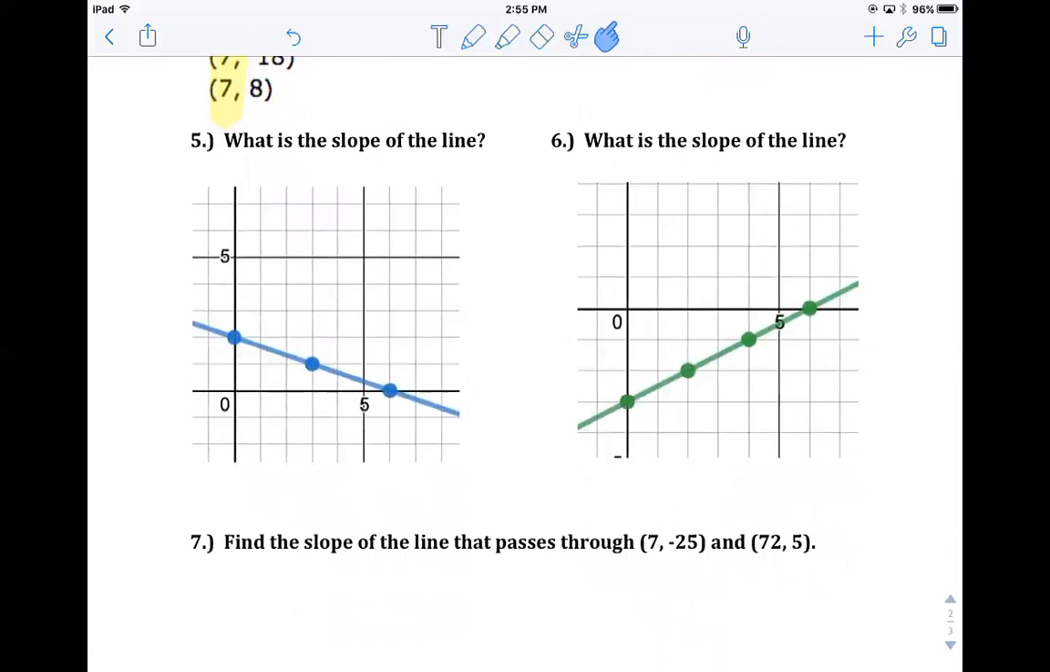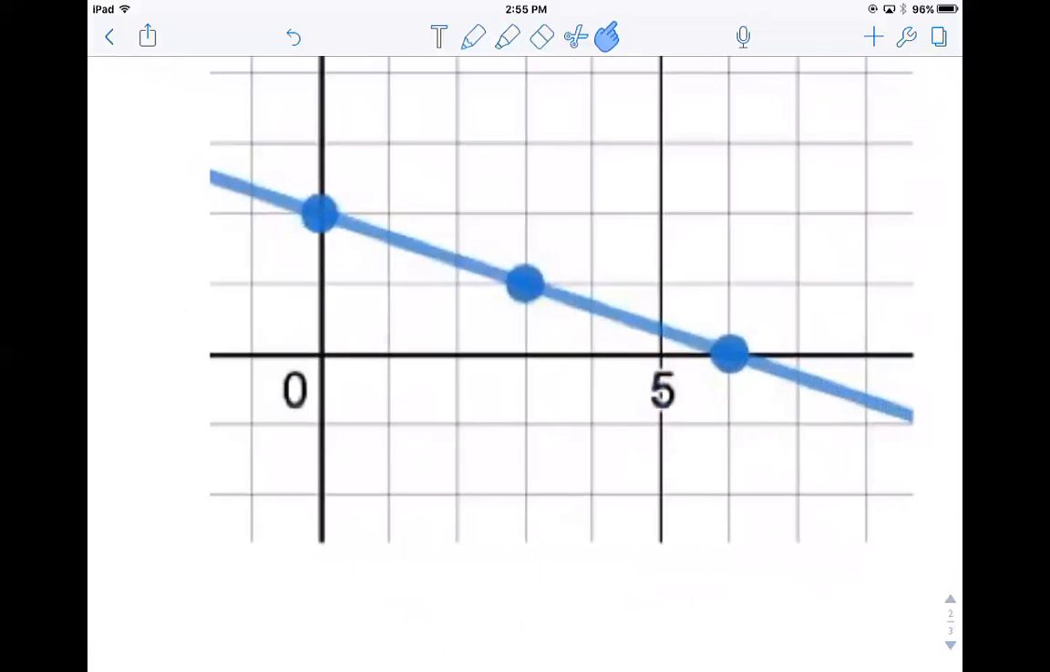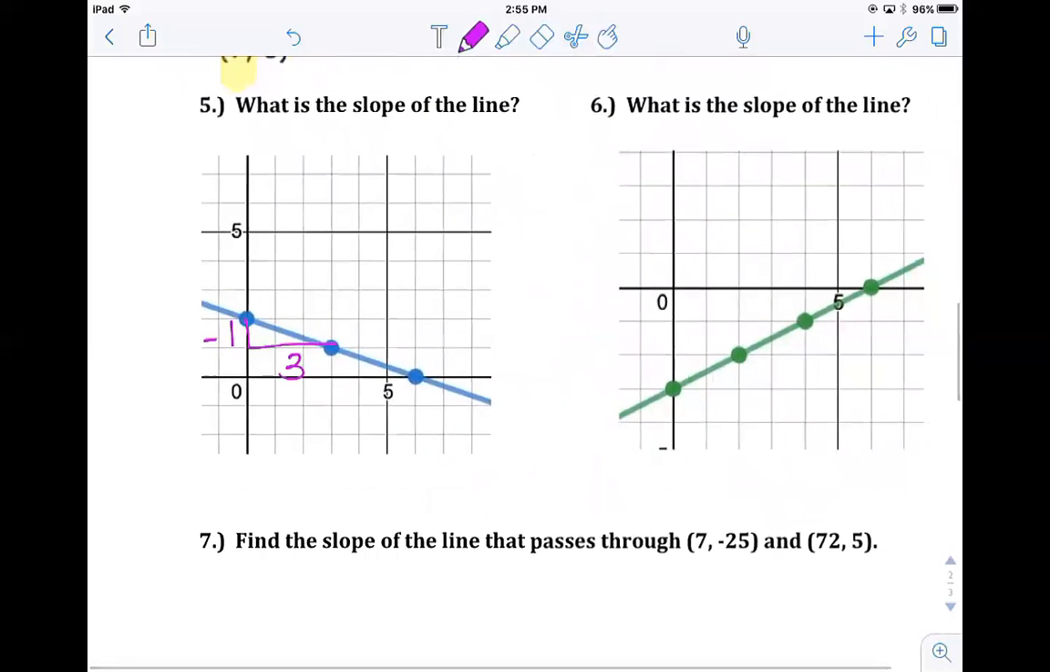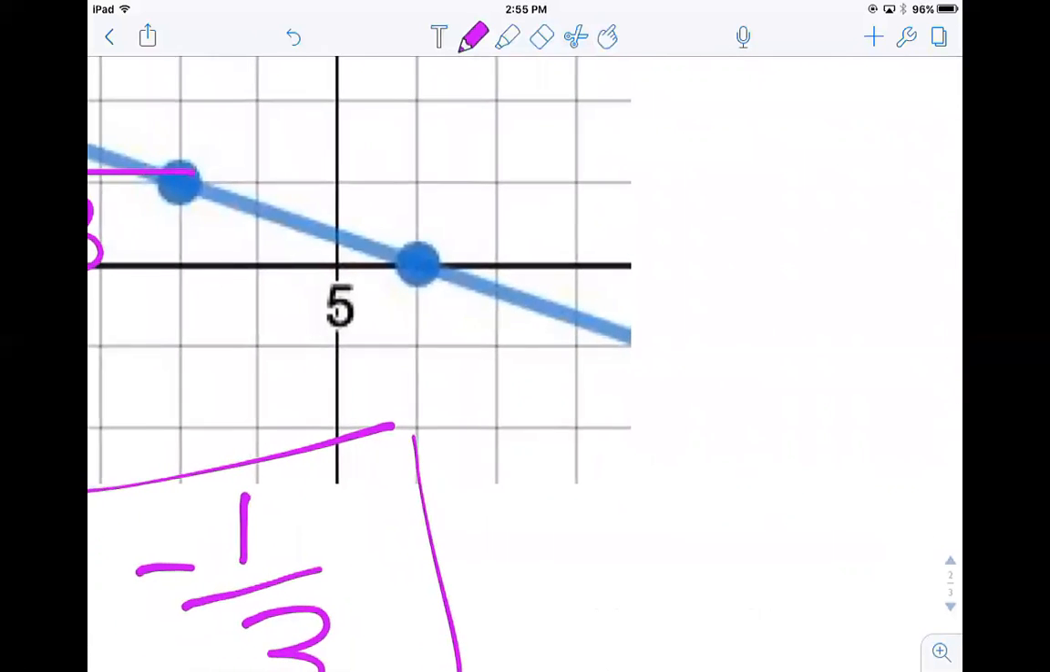All right, problem 5 and 6, we are going to find the slope of the line when we're given the line with the points. So it is easiest to pick the 2 closest points together. And we want to see, all right, how much are we going down and over? So we're going down 1 block and we're going over 3. So our slope for problem 5 is -1 over 3. We're going down 1 over 3. And you could check down 1 over 3.